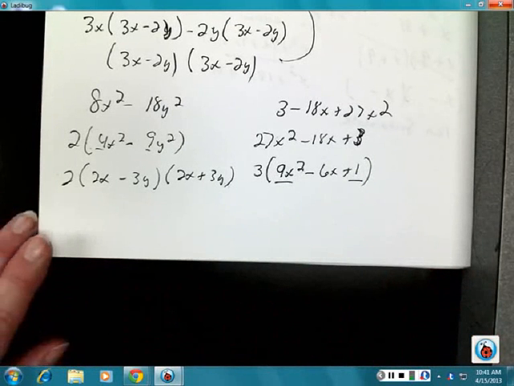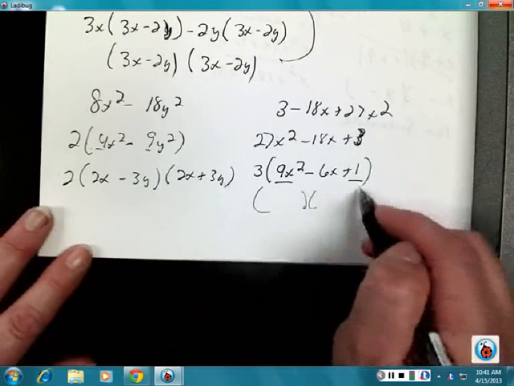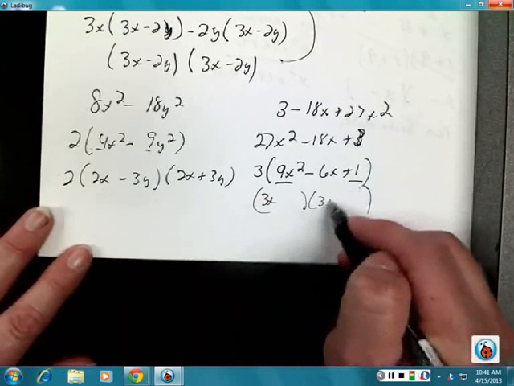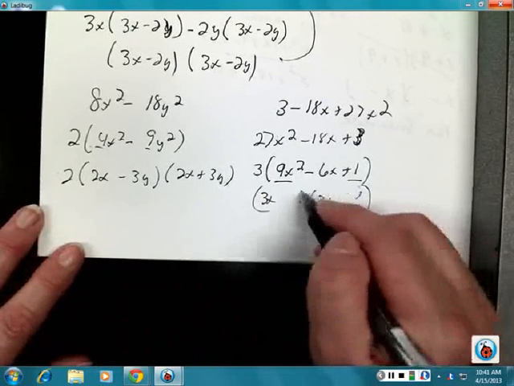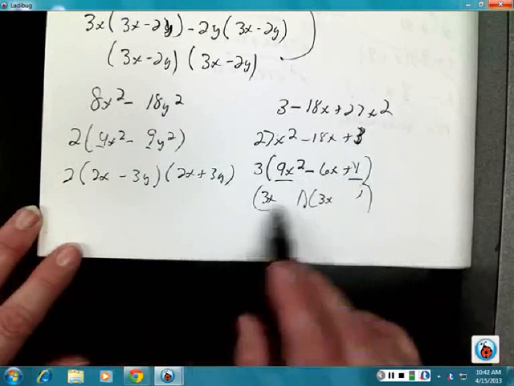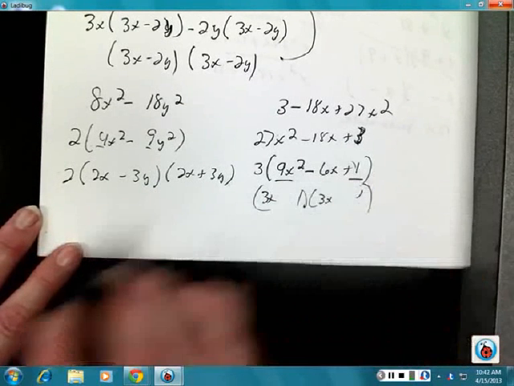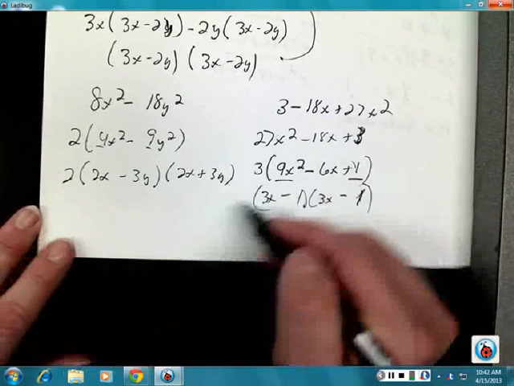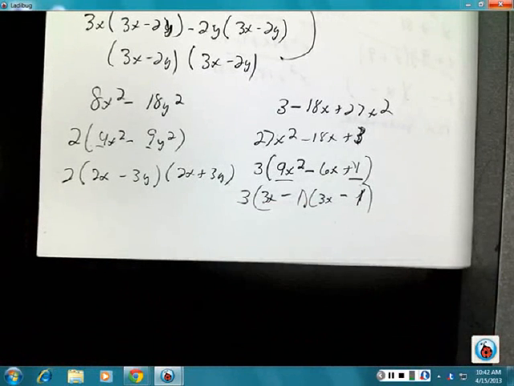Okay, well, let me write this down. 3x and 3x, we all agree, right? 1 was 1 and 1. Because it's a plus and a minus in the middle, what do I know? Both are negative. Both are negatives. And don't forget the 3 you pulled out originally.